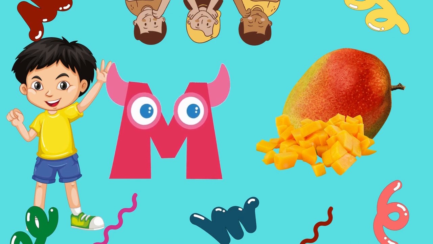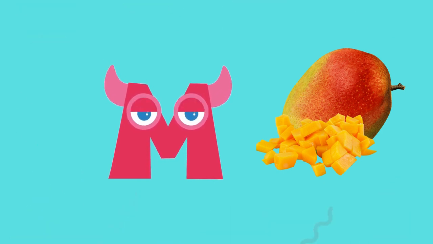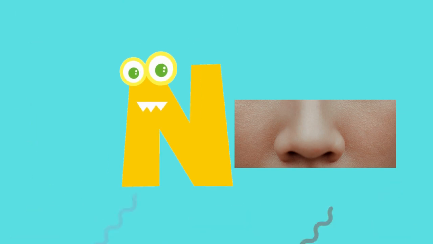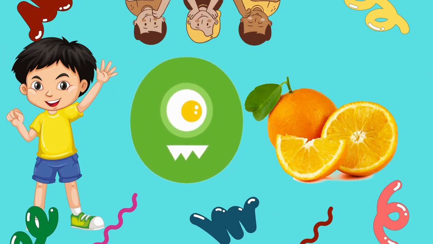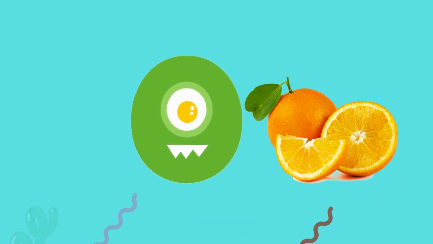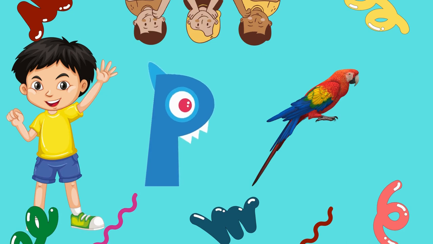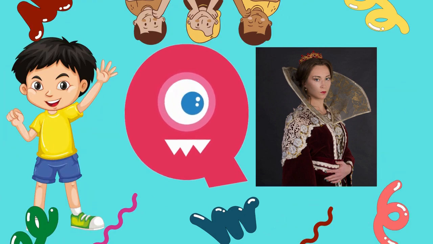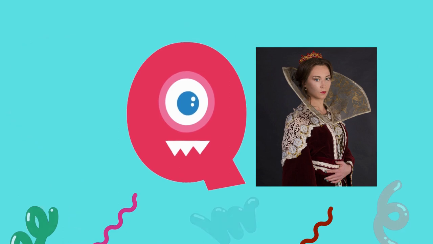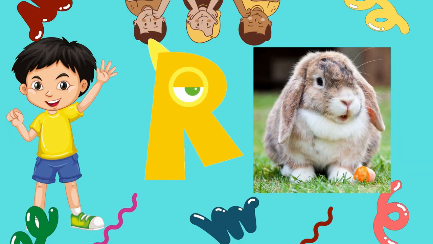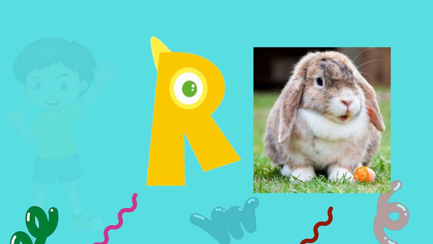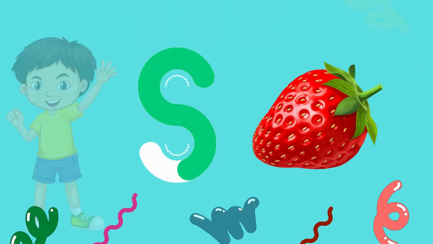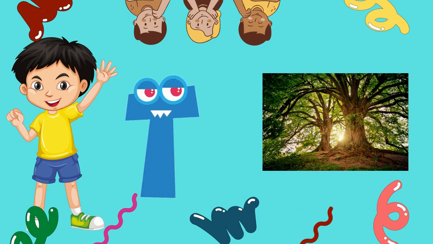M. M for mango. N for nose. O. O for orange. P. P for parrot. Q. Q for queen. R. R for rabbit. S for strawberry. T. T for tree.